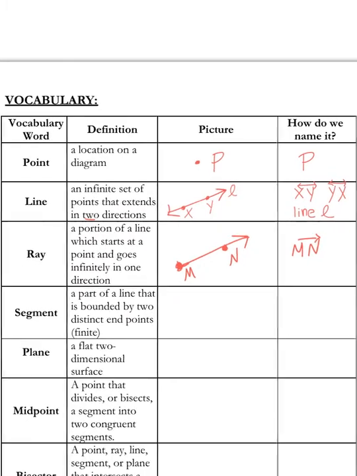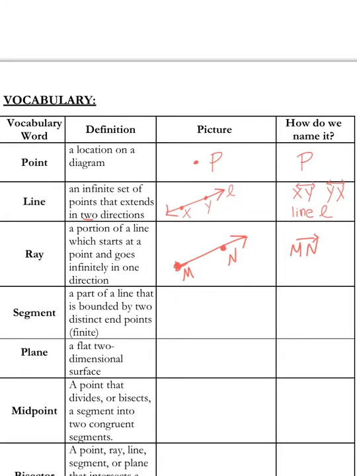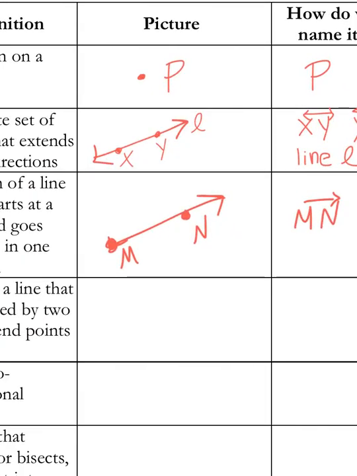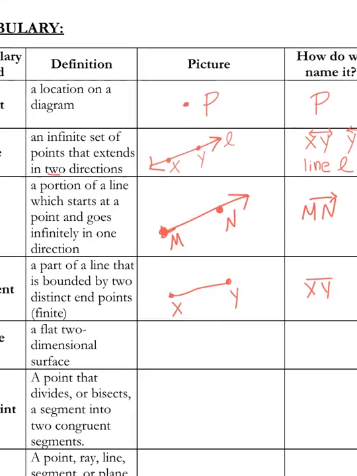How we name it. A segment is a part of a line bounded by 2 distinct endpoints. So here are my 2 endpoints, and there's my line. It should be straight, it's a little squiggly. So I can say XY, XY with the segment bar above it is how we name it.